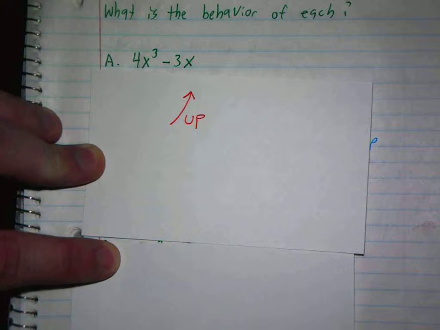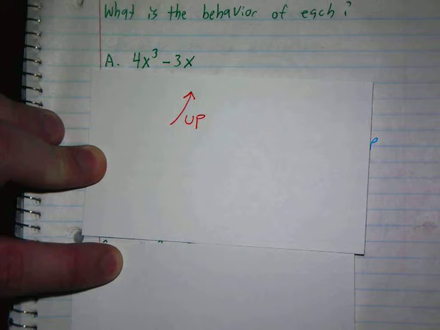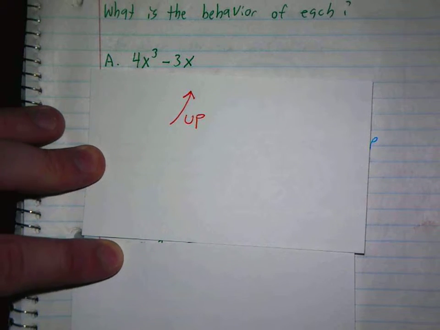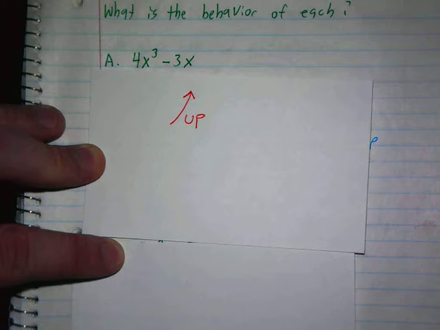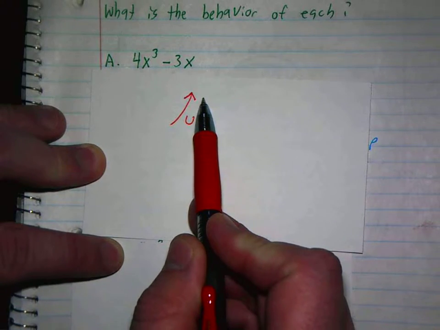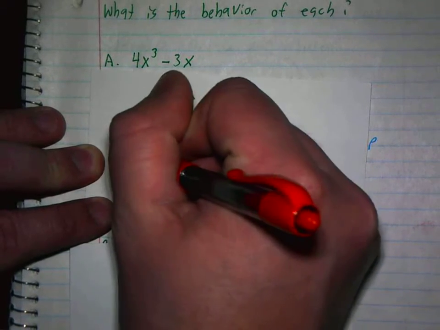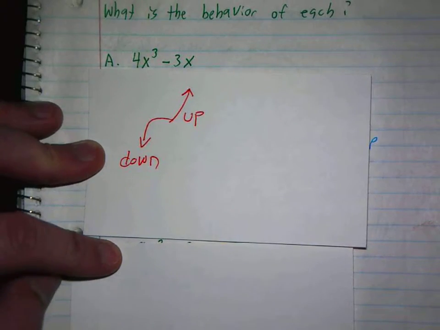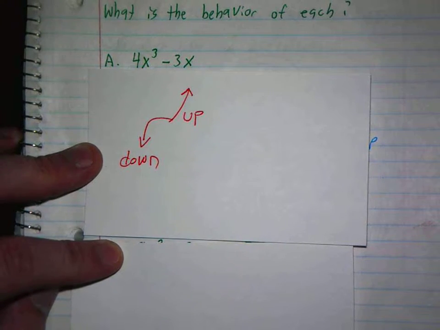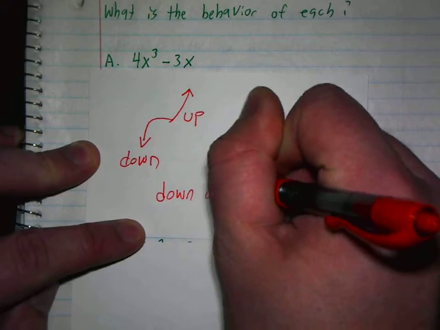Okay? Because 4 is positive. Now, the degree is 3, right? And we just learned that odd degrees do the opposite on the left than it does on the right. So if it's going up on the right, then it's going to do what on the left? It's going to go down. Okay? And so if someone asked you what is the behavior of this, what is the end behavior, you would say down and up.